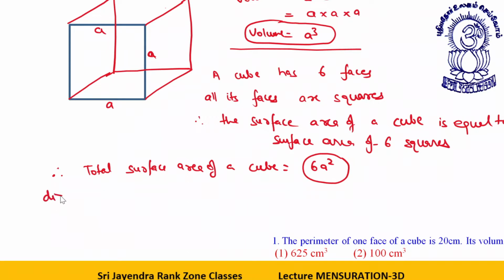Also, the diagonal of a cube. We have discussed it in the previous class, that is a root 3. That is equal to a root 3.